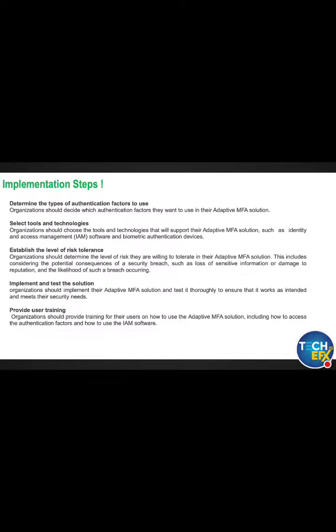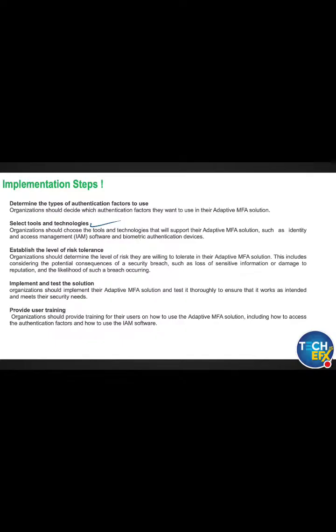Second is select the right tools and technologies. Here, organizations should choose the tools and technologies that will support their adaptive MFA solution, such as identity and access management software and biometric authentication devices. They should also consider how these tools and technologies will integrate with their existing systems and infrastructure. So this is very much important.